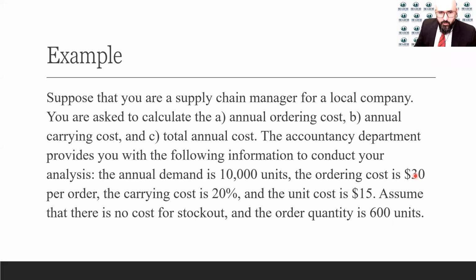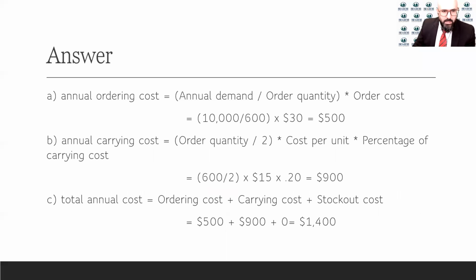And then for part B, we need the order quantity, which is again 600 given to us here. And then the cost per unit is $15. And also we need to consider the 20% carrying cost. And that's basically it. Now let's go ahead and apply these equations.